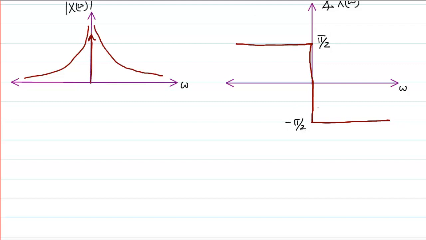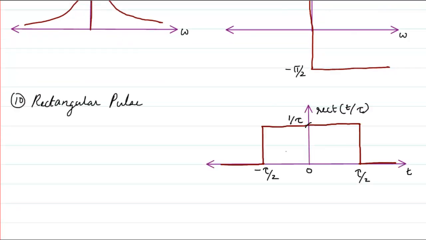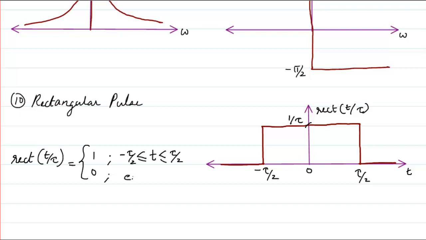Next we will see the case of a rectangular pulse. Another important function is the rectangular pulse, as shown here, which we write as rect of t by tau. It has two values, 1 and 0. 1 is for the time period t less than tau by 2 and greater than or equal to minus tau by 2, and 0 elsewhere.